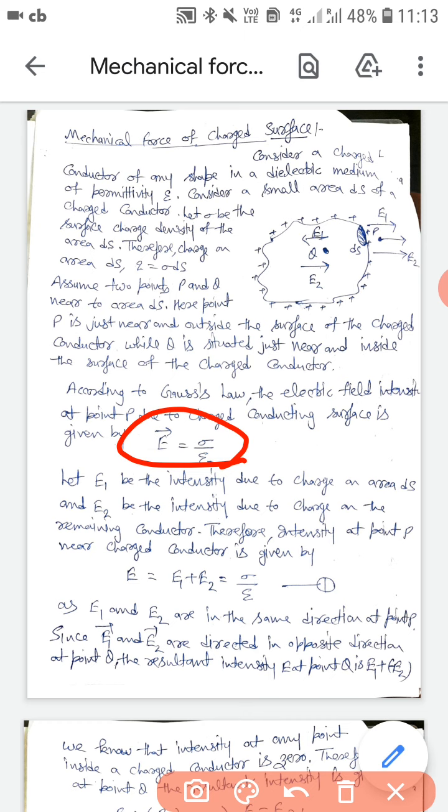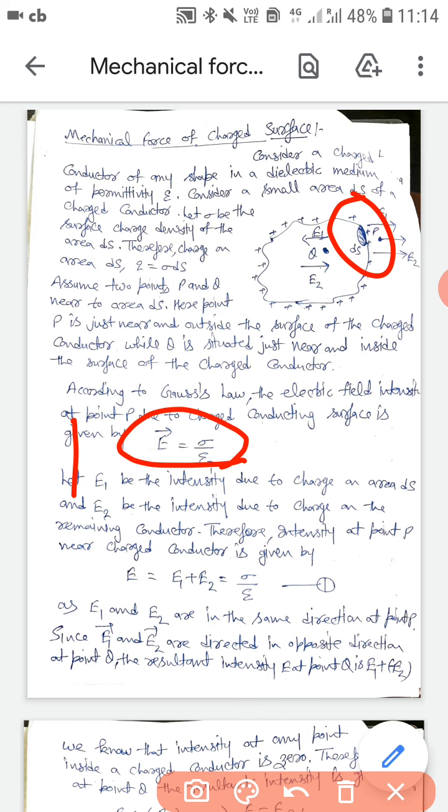Now let E1 be the intensity due to the charge on area ds, and E2 be the intensity due to the charge on the remaining conductor. We have divided this conductor into two parts: one, the small area which we have considered, and the other, the remaining charged conductor. The electric field due to the small area is E1, and the electric field due to the remaining conductor is E2.